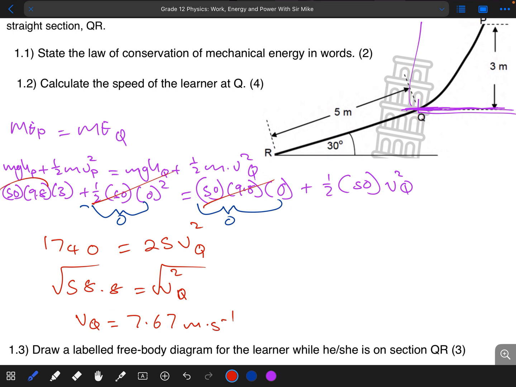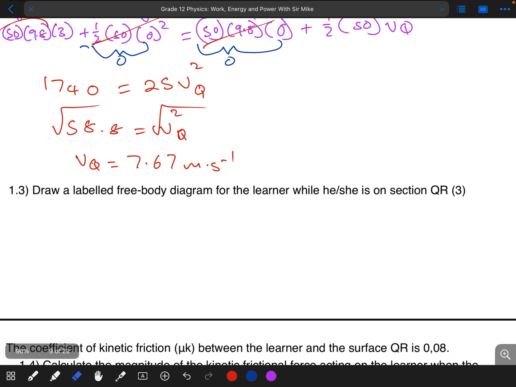That would be the speed of the object when it reaches point Q, so you must just keep that. That's the speed that we are going to use when our object reaches point Q. When it reaches point Q, it would be traveling with a speed of 7.67 meters per second. For 1.3, they said to draw a labeled free body diagram for the learner while he or she is on section QR.